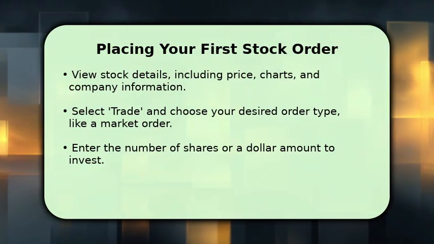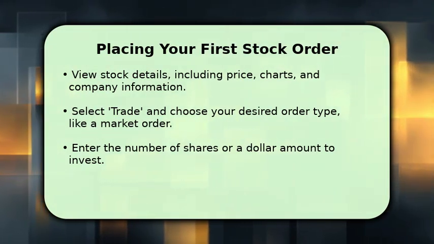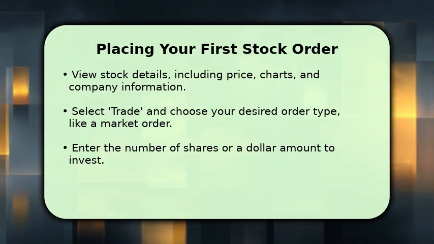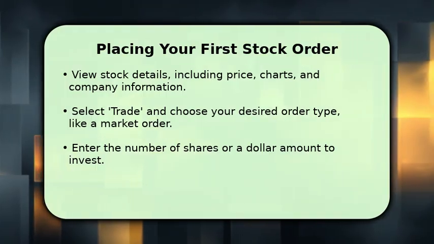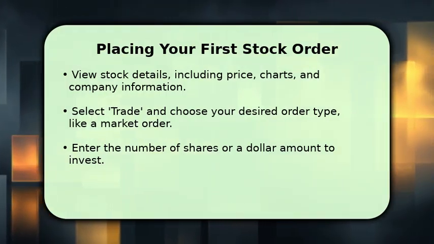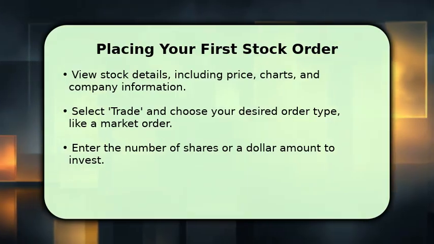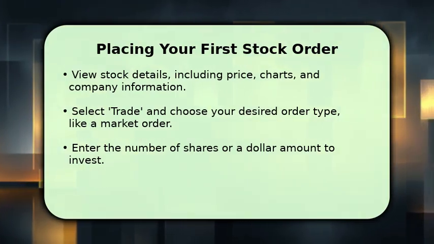After finding a stock, tap on it to view its detailed page, which includes current price, historical charts, and company news. When you're ready to buy, tap the Trade button. You'll then choose your order type. A market order executes immediately at the best available price.